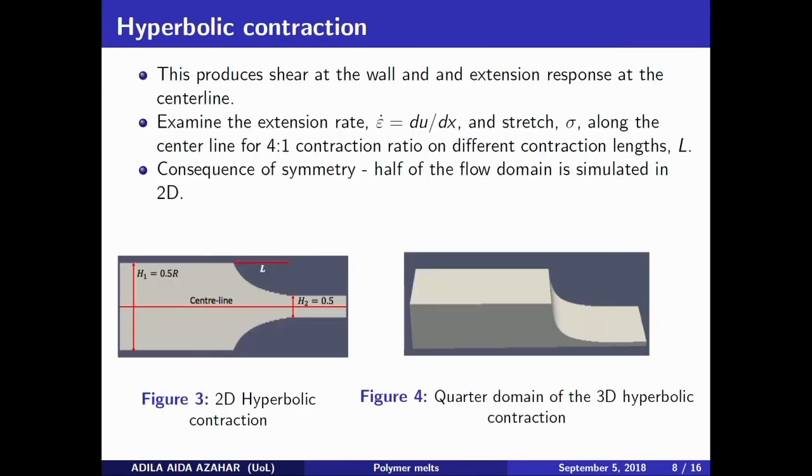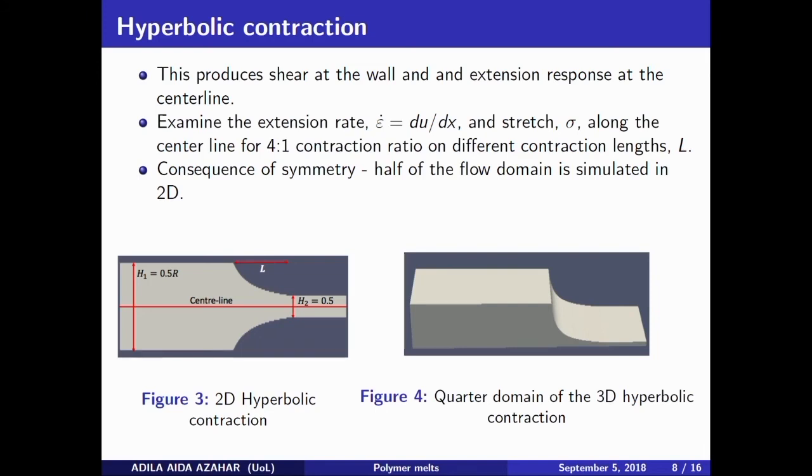We test this in a hyperbolic contraction. We would like to observe the behavior of the Rolie-Poly model in the hyperbolic contraction. The reason why we choose this geometry is because it is a superior geometry, able to give a uniform extension rate within the contraction region, which facilitates the calculation of the extensional viscosity. This configuration can be observed from figure 2 here. In this geometry, it produces shear at the wall and an extensional response at the center line.